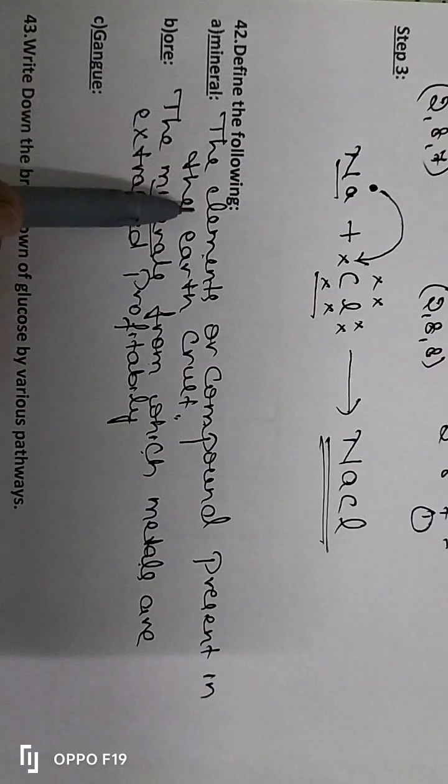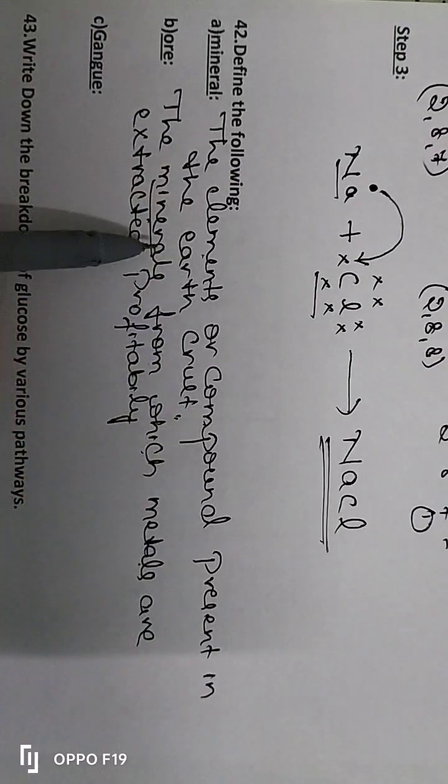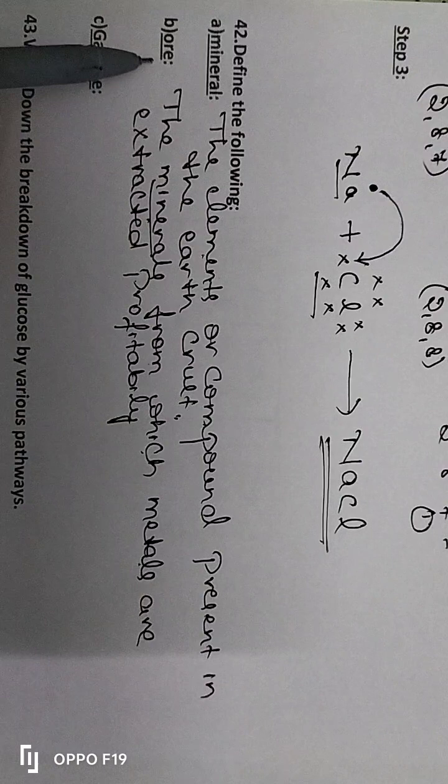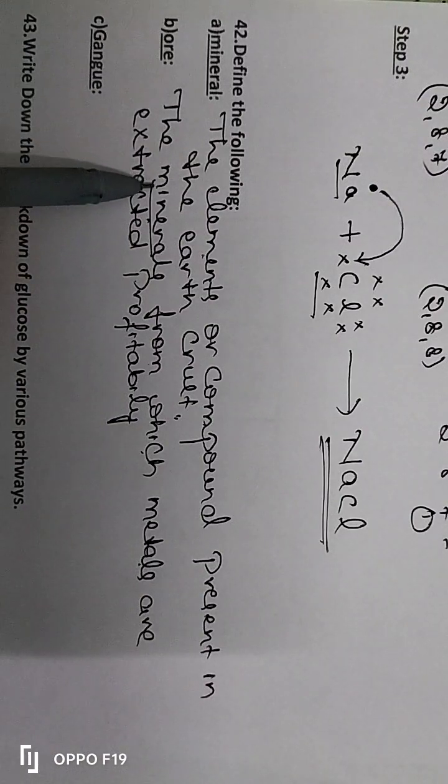What are minerals? The elements or compounds present in the earth's crust. Then what is an ore? Ores are the minerals from which metals are extracted profitably.